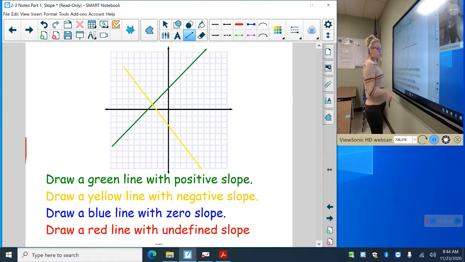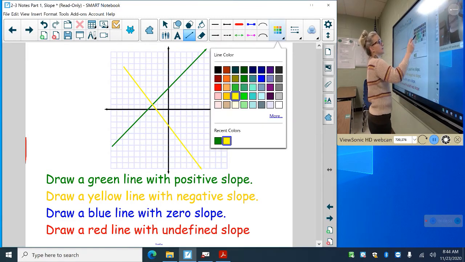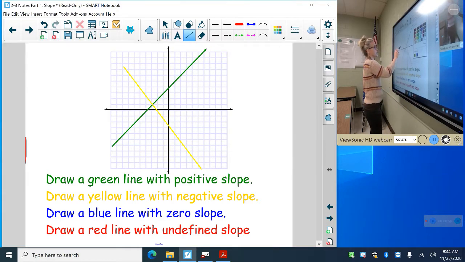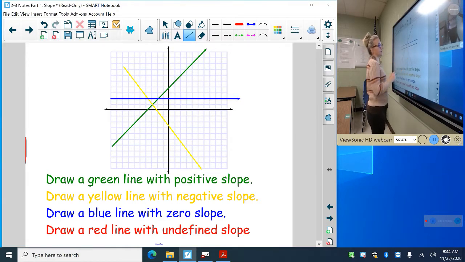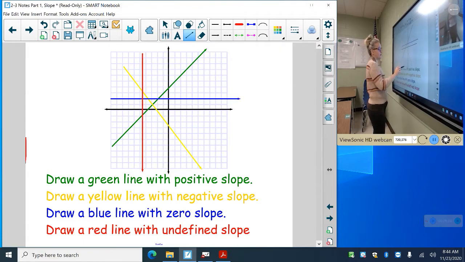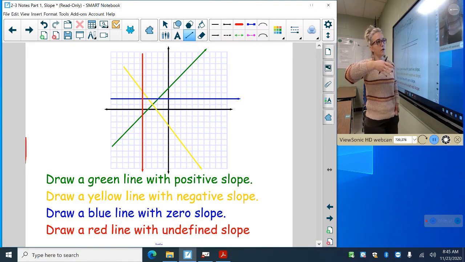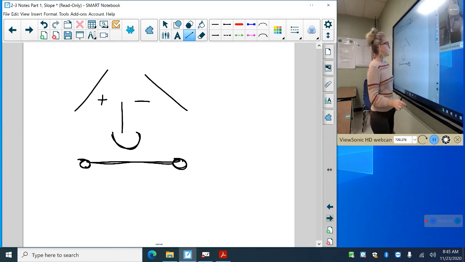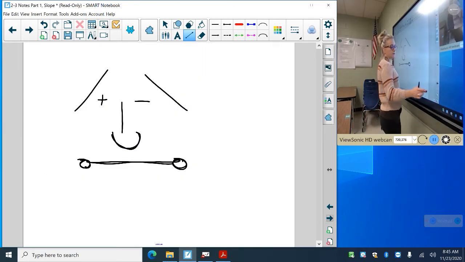Then it says, draw a blue line with 0 slope. What does 0 slope look like? 0 slope is going to be straight across. Blue line with 0 slope, and then a red line with undefined slope, which means I have a vertical line. That's how we know uphill is positive, downhill is negative, straight across is 0 slope, vertical is undefined. We already talked about slope face.